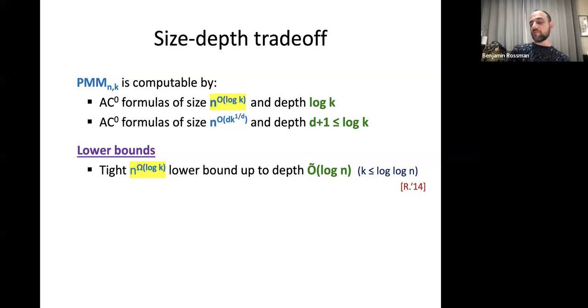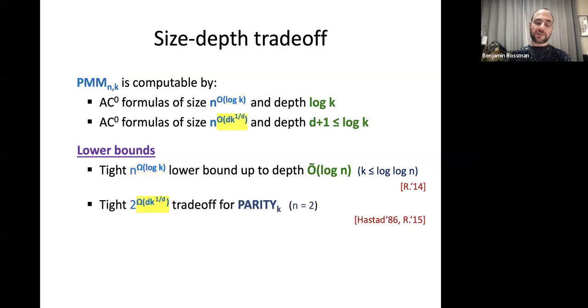So the open question left open by that previous work was whether we can prove better lower bounds when d is less than log k. So that's what we address in this work. So what else was known? In the case where n equals 2, this completely tight trade-off for parity has been known for a long time.